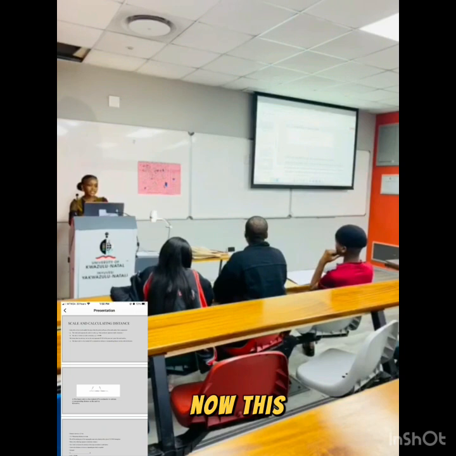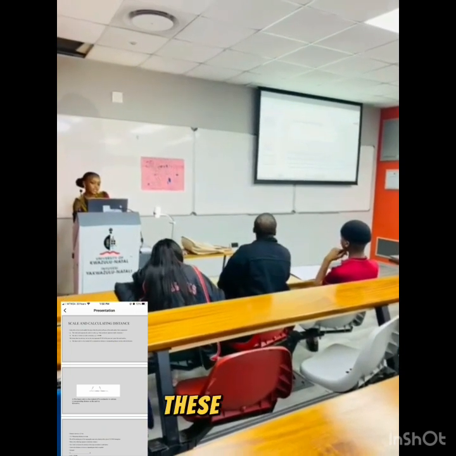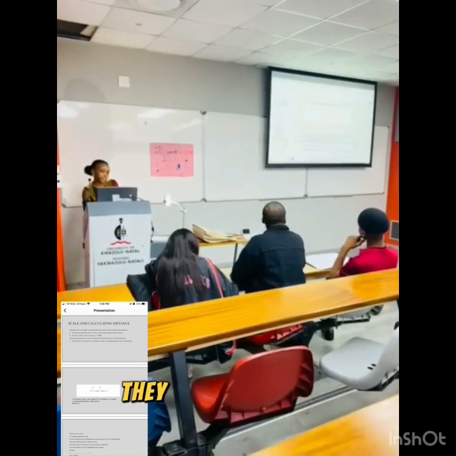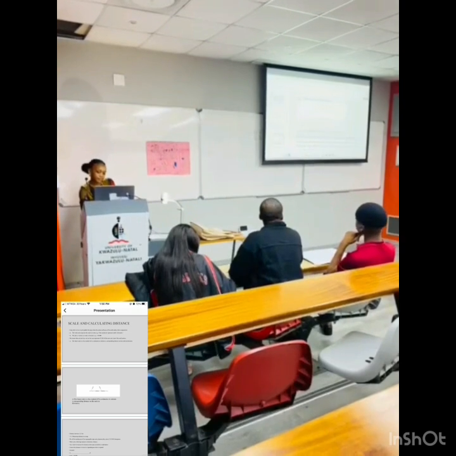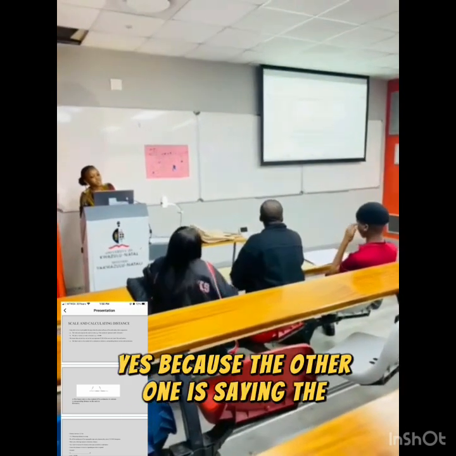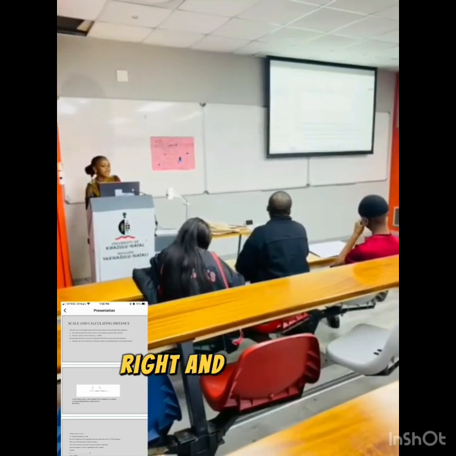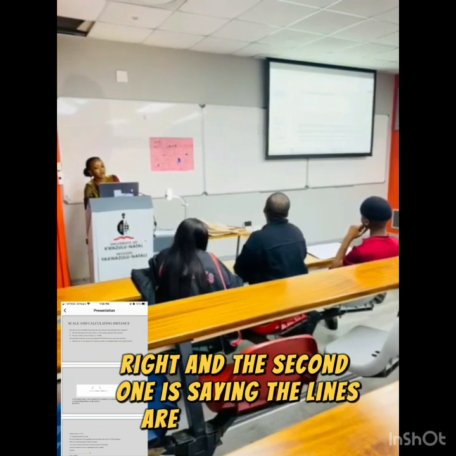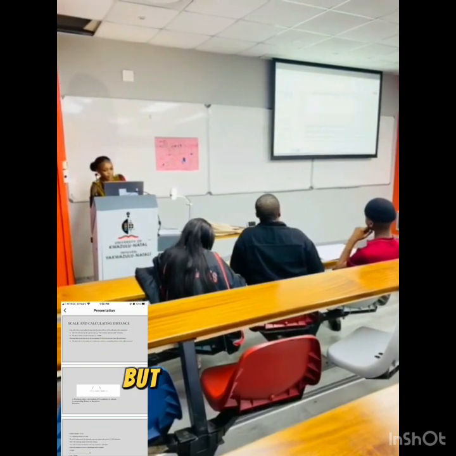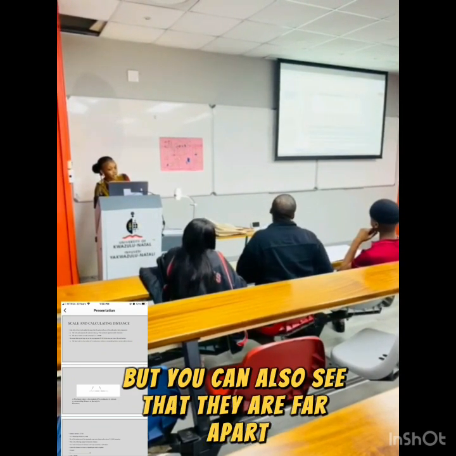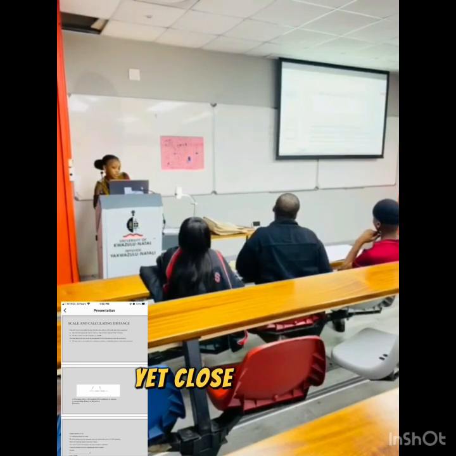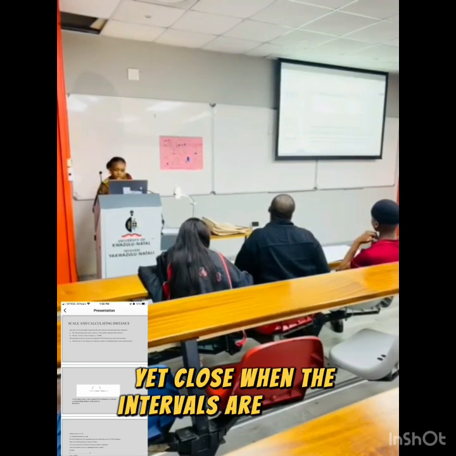Now, these phrases, they contradict each other, right? Yes. Because the one is saying the contour lines are far apart, and the second one is saying the lines are closer to one another. But you can also see that they are far apart, yet close when the intervals are written, right?